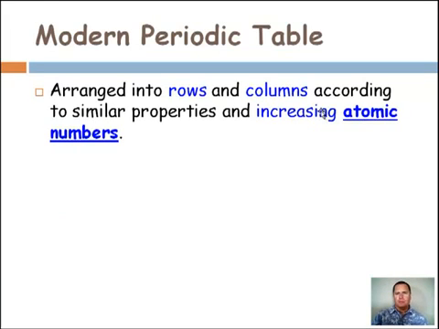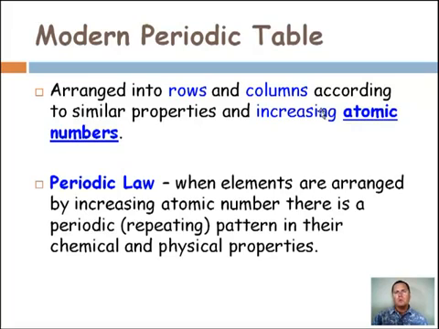Okay, the modern periodic table is arranged into rows and columns according to similar properties and increasing atomic numbers. What Moseley did was he was able to more accurately explain the periodic law that Mendeleev came up with. The periodic law says that when elements are arranged by their increasing atomic number, there is a repeating pattern, or what we call a periodic pattern, in their chemical and physical properties. And this is what sets up the look of our modern periodic table, these repeating properties.